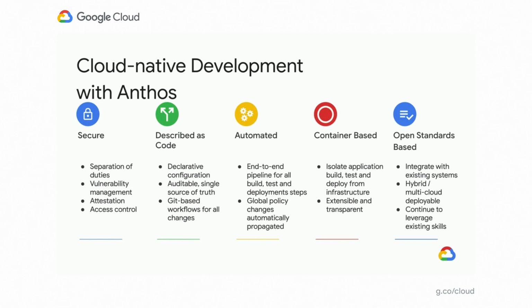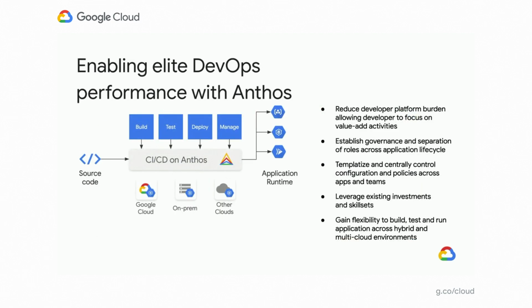Effective deployment of applications mean that they are containerized so that they can be isolated from other applications, and they are extensible and transparent. And most organizations are concerned about being locked into a particular vendor. So it has to be open standards based. And Anthos satisfies all these criteria. So let's look at how Anthos enables elite DevOps performance today.